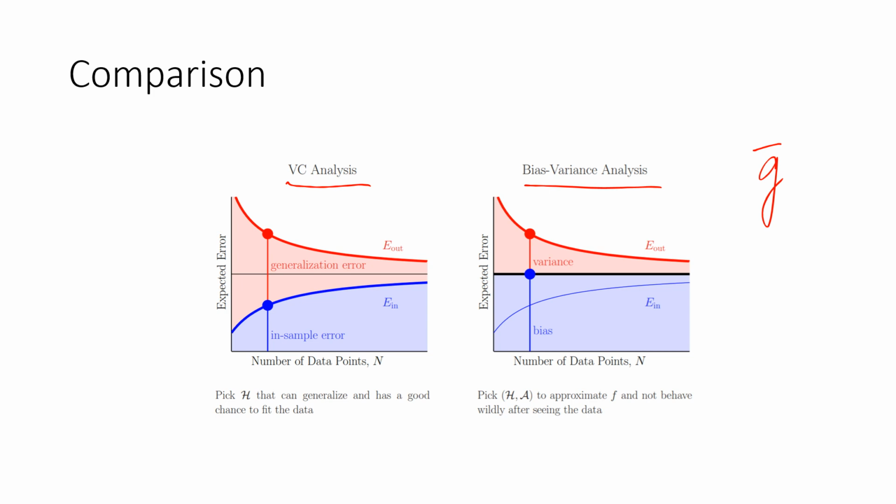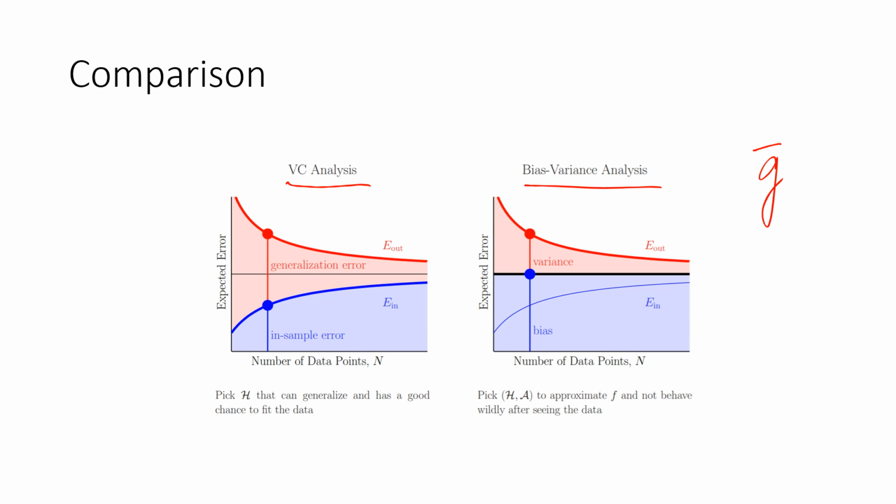So this is the exact comparison of VC analysis and bias variance analysis, except for this part here, most of it matches because E out is the sum of the generalization error and E in, so you can actually see that. And E out, as I said, is more of an ideal representation of bias variance analysis.